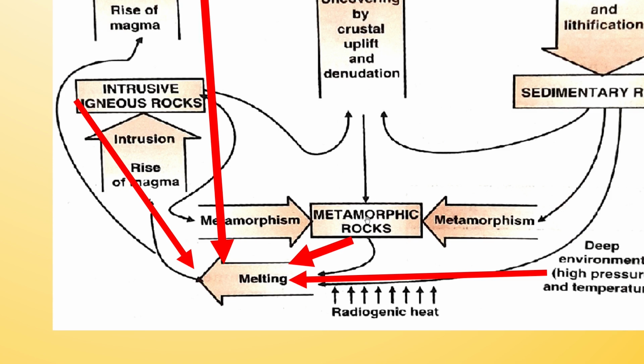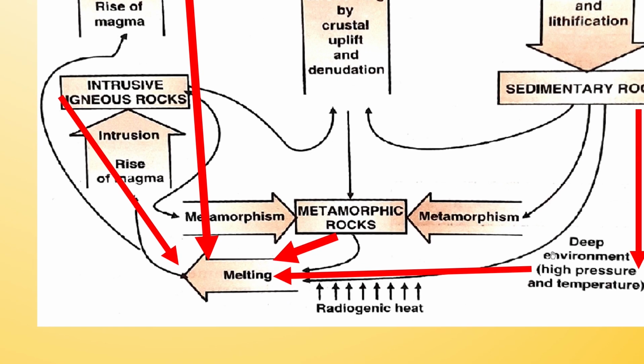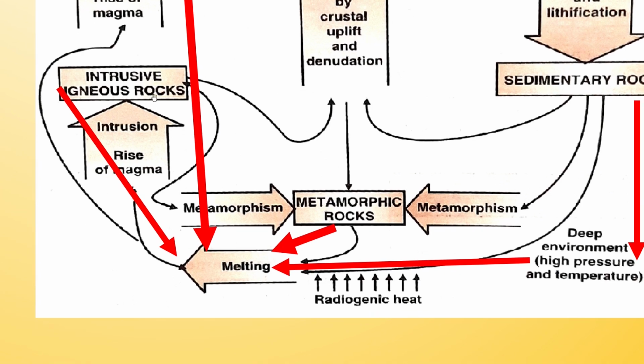Next point, metamorphic rocks. It will go the same way. If it is buried much more deeply inside the earth, because of the radiogenic heat, that is the radioactive materials, it will get melted because of the high pressure and temperature. And after the melting, it will form into magma. The magma will be uplifted due to interior pressure, and if it gets cooled, it will form into intrusive igneous rocks.